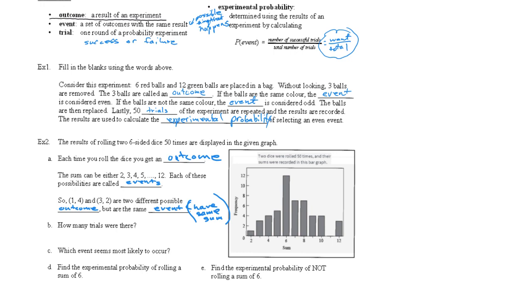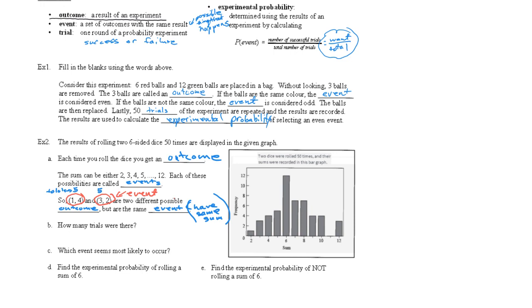So let's just emphasize this a bit. If you have 4 and 1 and 3 and 2, those are both events, right? And both are the same event, because both of them total to 5. Both of those two different kinds of rolls give us a total of 5, and that's where we get that.